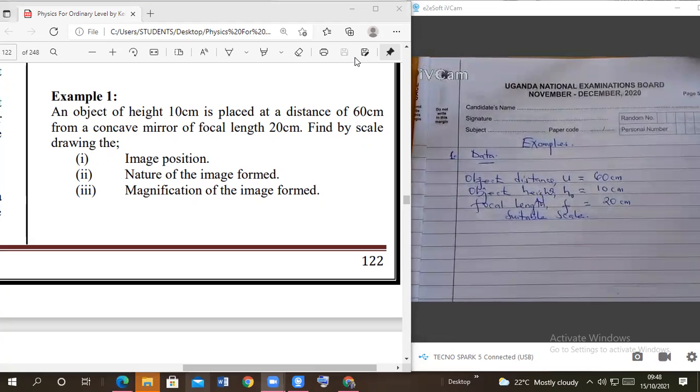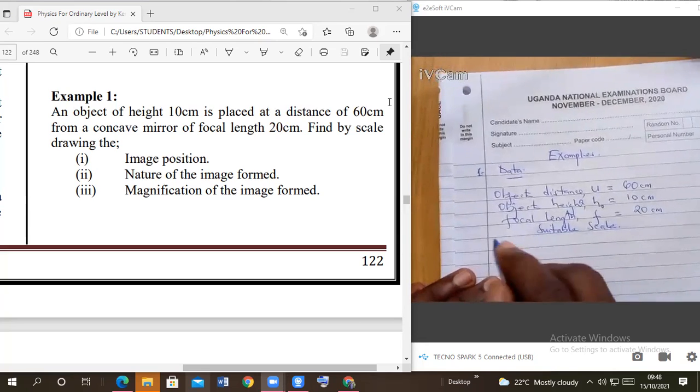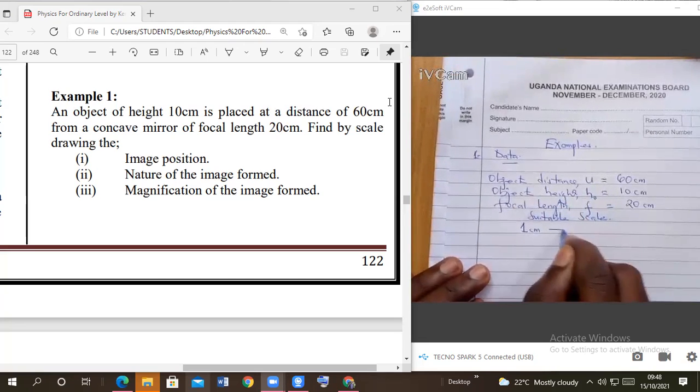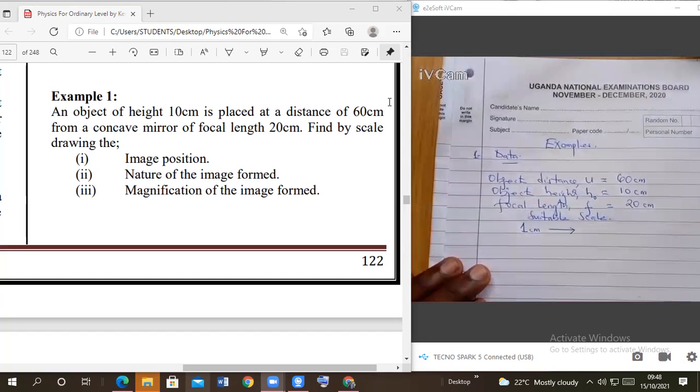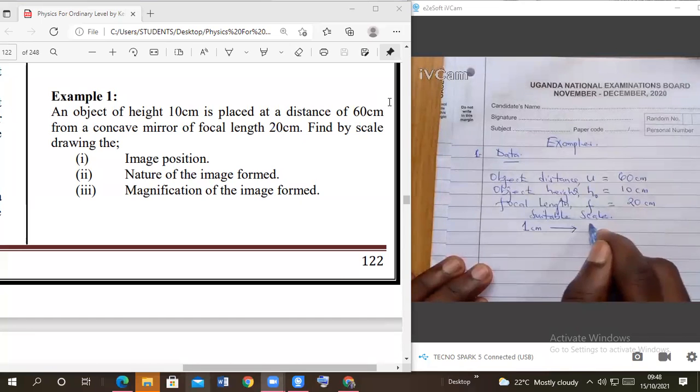1 centimeter represents 10 centimeters. You don't call it like that. You said 1 centimeter to represent how many units? We call them units, okay? How many units? 5. We can put 5, not so? 5 units.